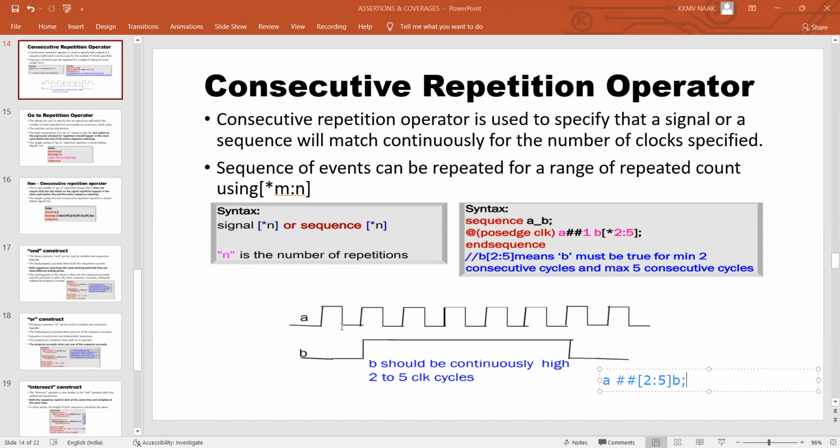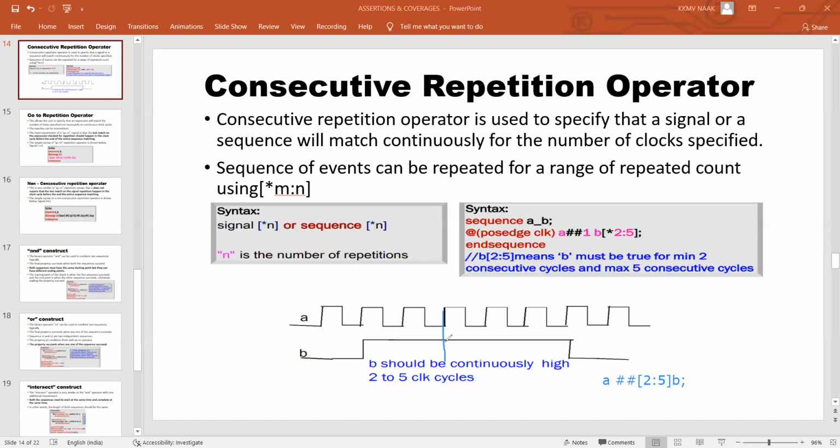So when your A is high, it means B should be high for 2 to 5 clock cycles. When B is high continuously for 2 clock cycles, up to here, this comes under your 2 clock cycles. So when you are writing first match of this condition, it will check when A is high, B should be high between 2 to 5 clock cycles. So when B is high for a minimum of 2 clock cycles, it will consider this.